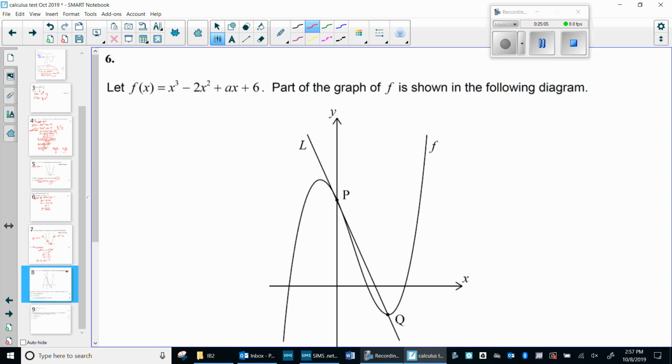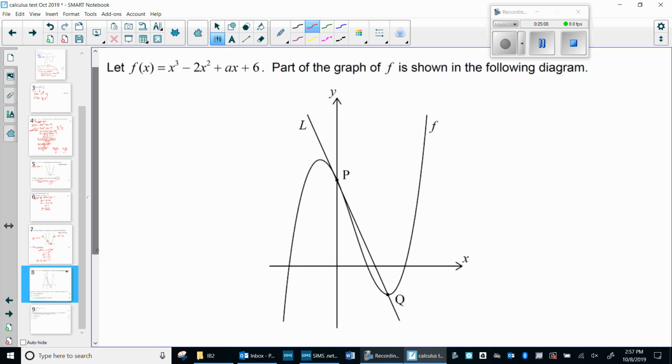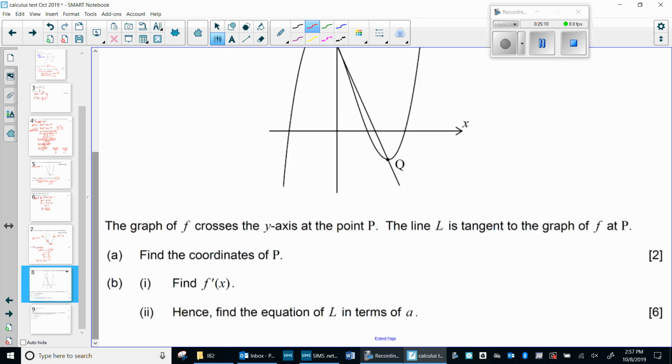Okay, so here we go. Part of the graph is shown in this diagram. We need to find the coordinates of P. We know that f crosses the y-axis at the point P. What do we know about things when they cross the y-axis? That the value of x is 0, yes? So things cross the y-axis when x is 0.